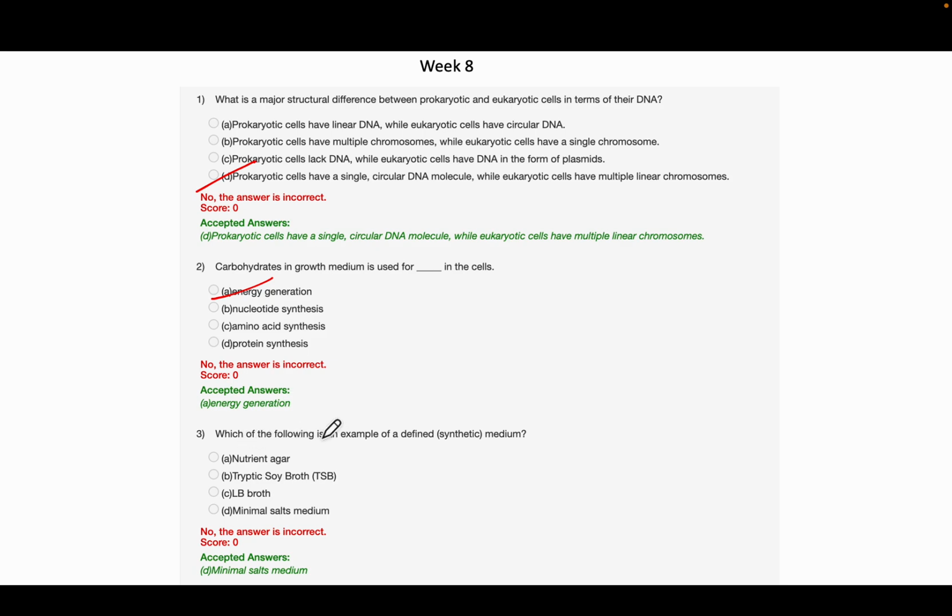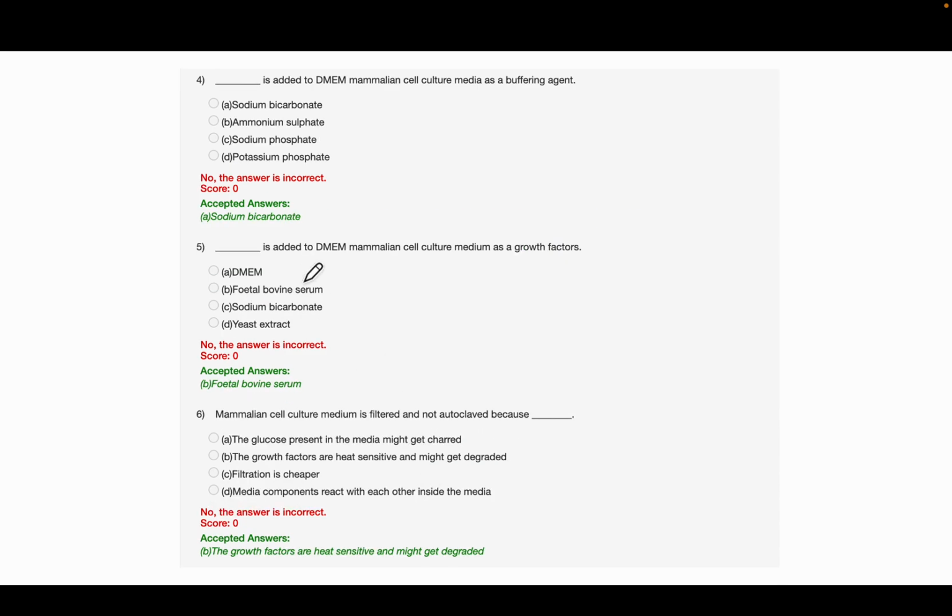Question number 3, which of the following is an example of a defined or synthetic media? In the previous day's class we discussed those. There was one chart where we listed down some synthetic or defined media. If you follow that chart, you will find that a defined or synthetic medium is minimal salts media. Next, what is added to DMEM mammalian cell culture as a buffering agent? Sodium bicarbonate, ammonium sulfate, sodium phosphate, potassium phosphate. So it would be sodium bicarbonate, for pH balance or buffering system.